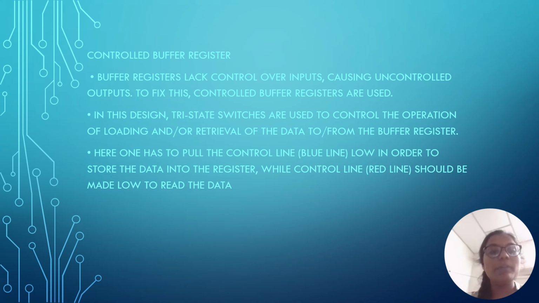Definition: a control buffer register is a register that stores data temporarily and allows the data to pass to the next stage only when an enable or control signal like enable or load is given.